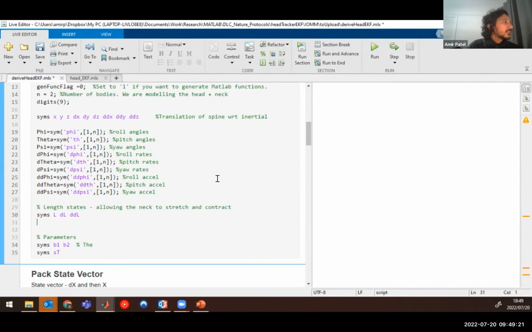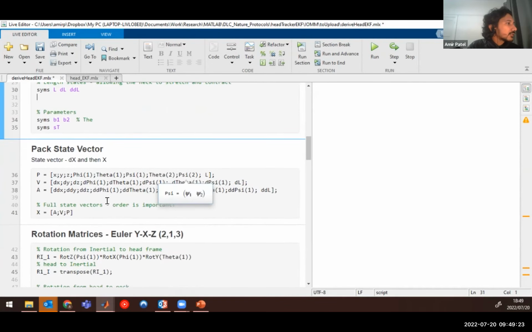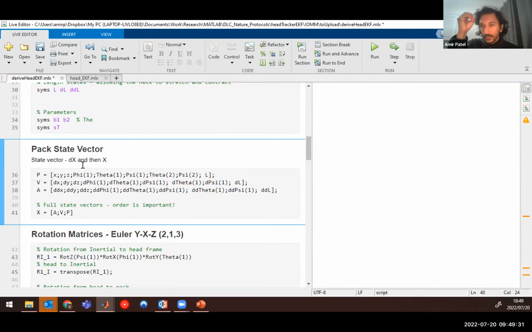Can run the section. Okay, so that just puts them in the workspace. Now we're going to use a constant acceleration model here again. For every quantity or degree of freedom, like I mentioned, it needs a velocity and an acceleration state. So remember I said we have 9 degrees of freedom. So we're actually going to need 9 times 3 states. So we need 27 states.